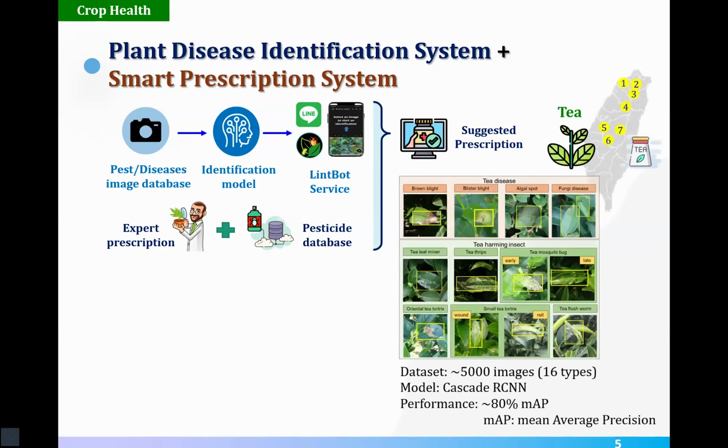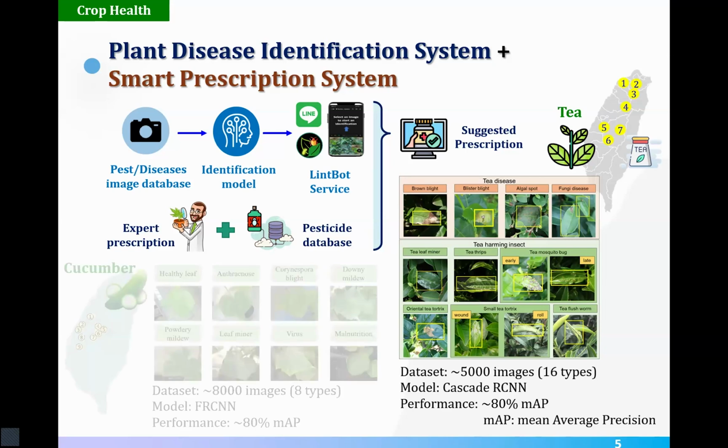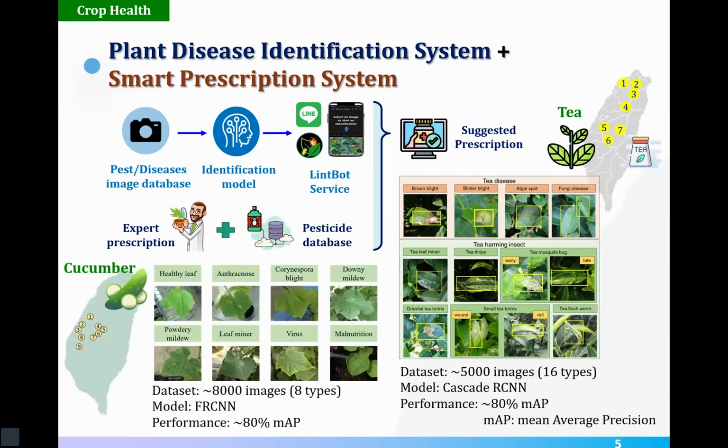The major crops that we do this study on, there are several crops we are targeting. One is tea. Tea is an important economic crop in Taiwan. And another one is cucumber, which is a vegetable crop.